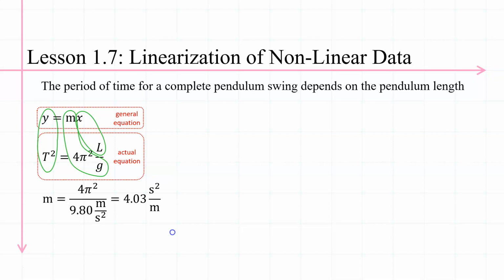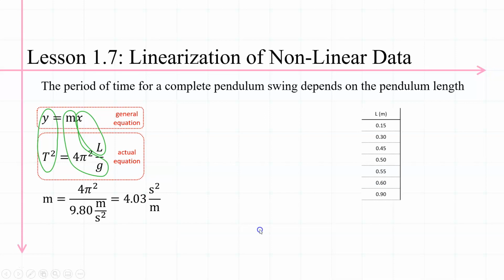And what we're going to do is we're going to collect a bunch of data here, and we're going to compare that data's slope to the slope that we have from our equation. And we're going to see if, in fact, this equation holds up to real-world scrutiny. So that's what we're going to use this slope value for. 4.03 is what we expect our slope for our linearized equation to be. Let's see if it actually is that. Let's see if this actually works out.